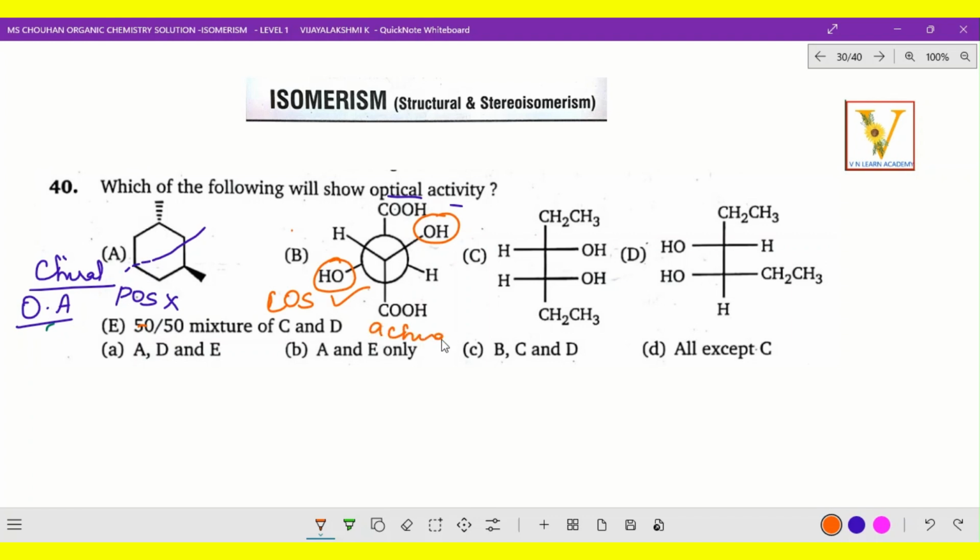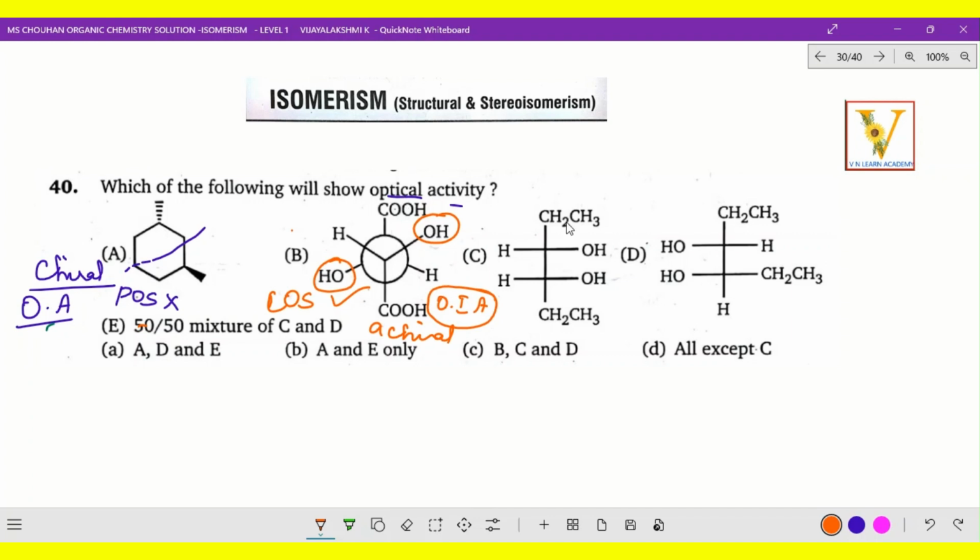Achiral means what? Meso tartaric acid, that is only the name they are providing. So COS is present. So naturally, what is it? This will not be optically active. So it is optically inactive, right? So this will not be the correct option. They are asking optically active.